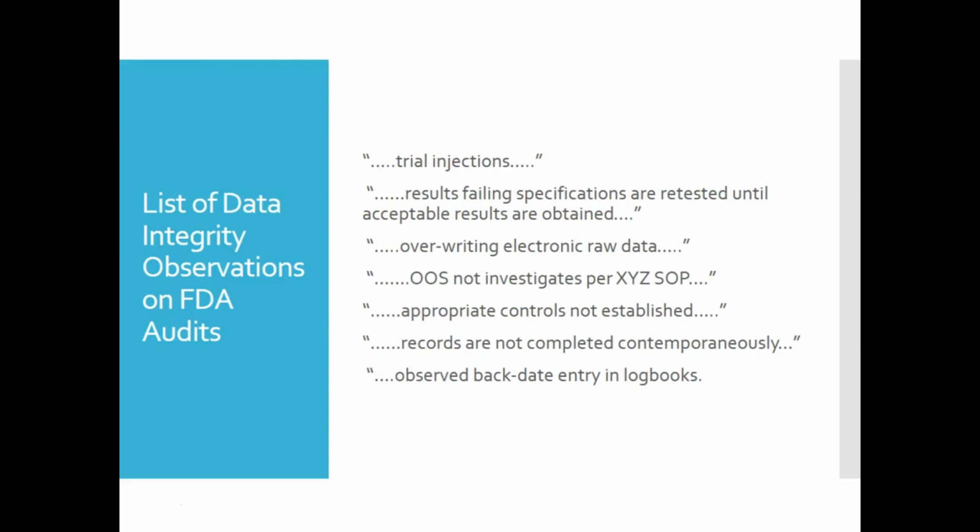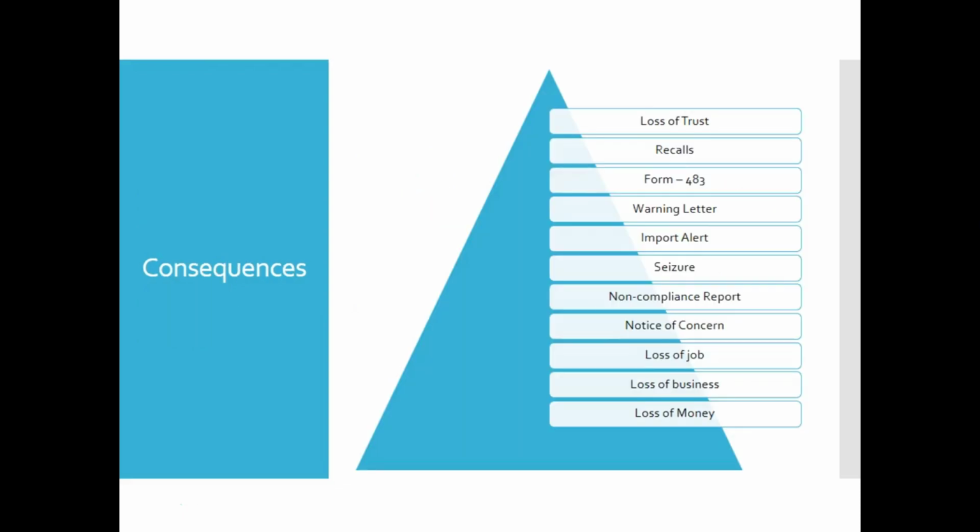So just a few little snapshots of some FDA observations that are found include things like trial injections, which we've spoken about, failing test results being retested until acceptable results are obtained, overwriting electronic raw data, out of specifications not investigated as per procedure number XYZ, appropriate controls not established, records are not completed contemporaneously, observed backdated entries in logbooks.